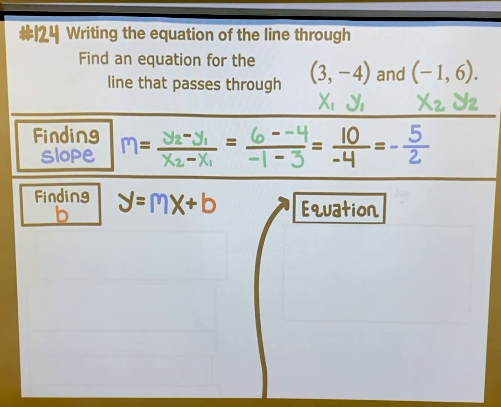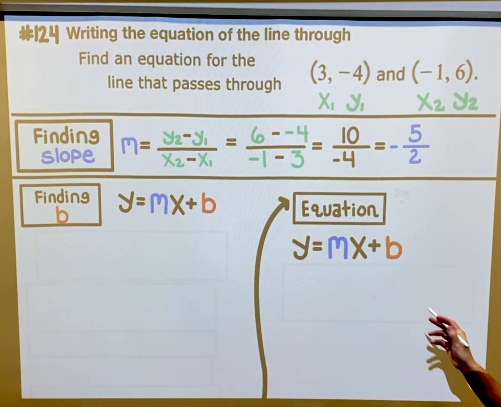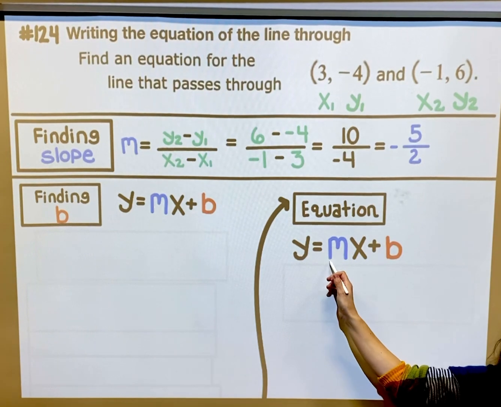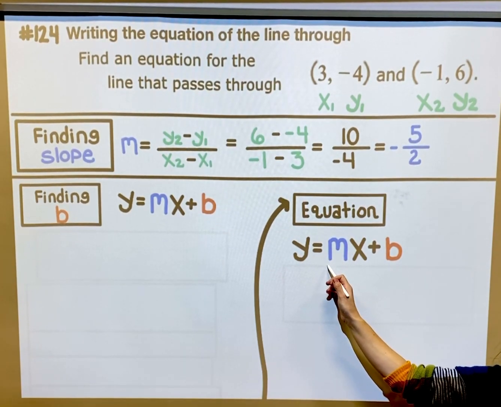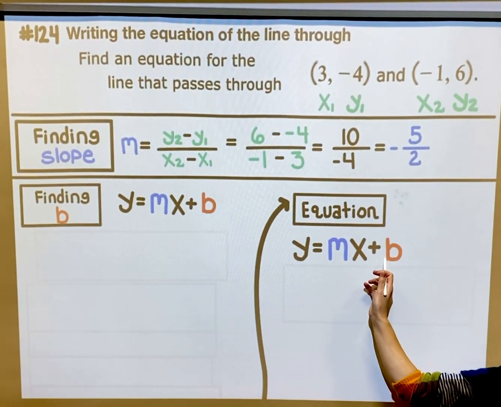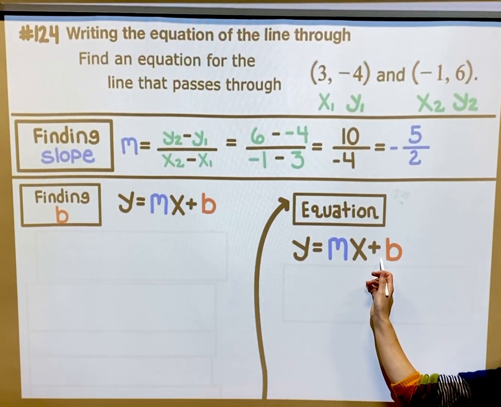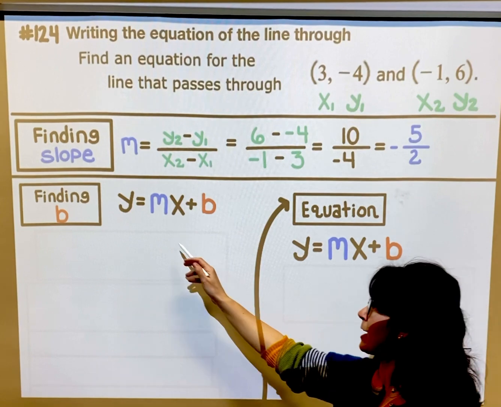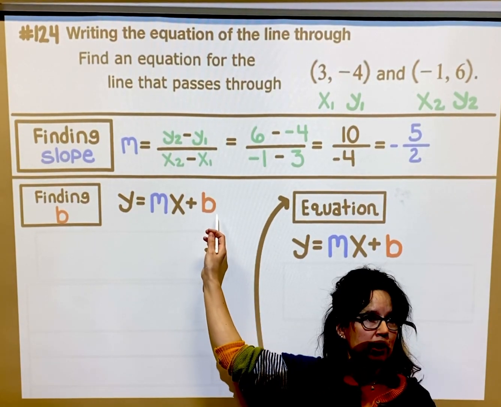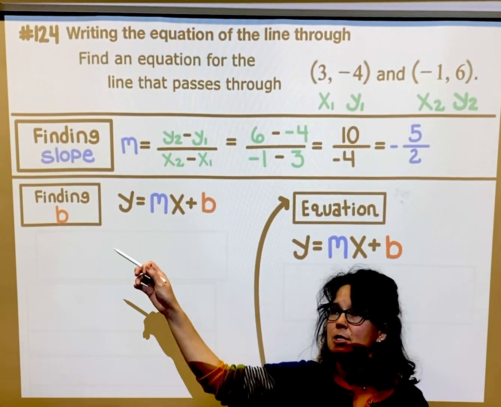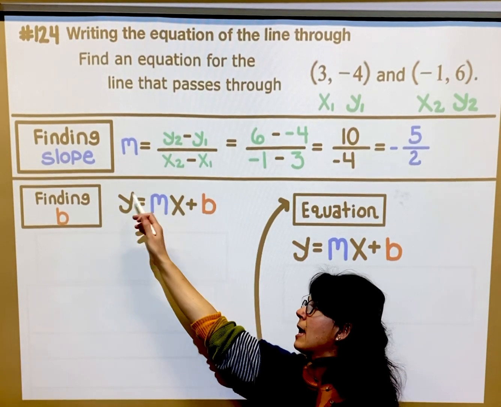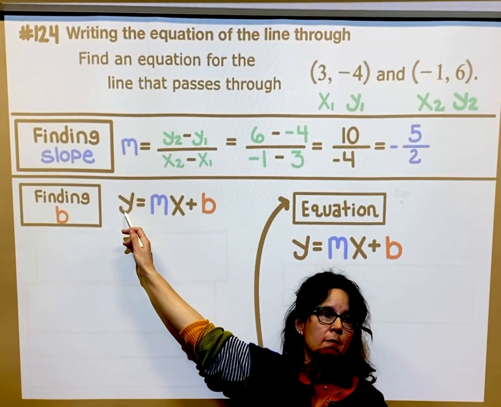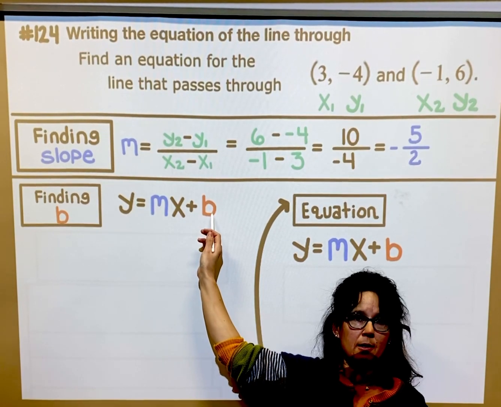We're trying to build this equation, and we just found that the slope is -5 over 2. We still need to find the b. So if we want to find b, you can go back to just the generic equation, and you're going to substitute something in for x, for m, and for y. And if you substitute for all 3 of those, we can solve for b.